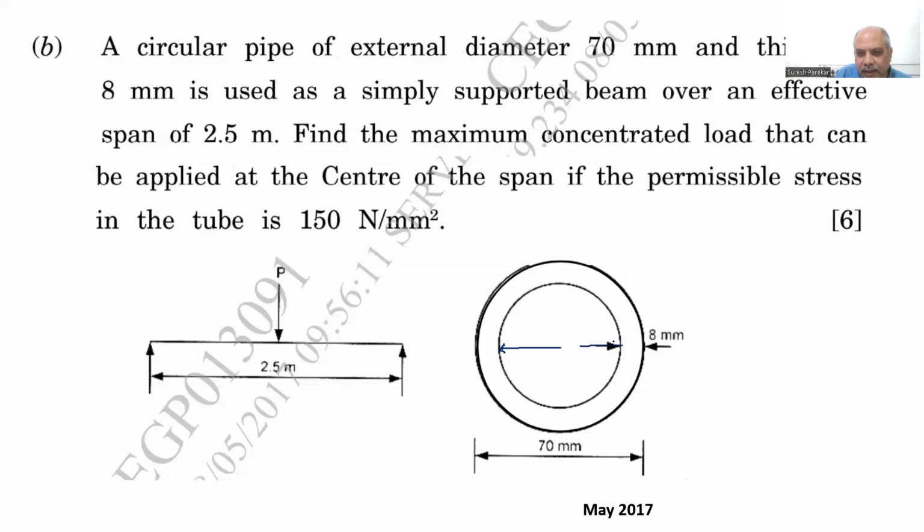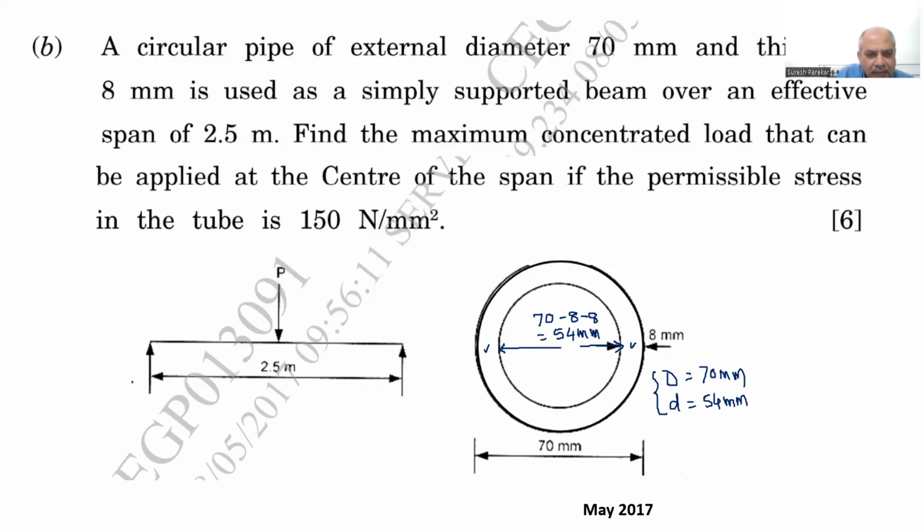Students mainly make a mistake in this. So we have 70 minus 8 from one side, minus 8 from the other side, and then this will be 54 millimeters. So capital D we have 70 millimeters and small d we have 54 millimeters. So this will be the external and internal diameter. Now we have given P.